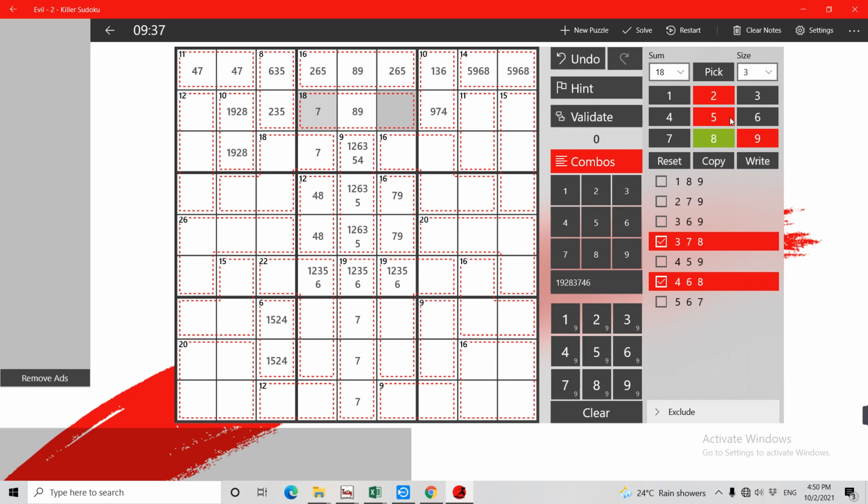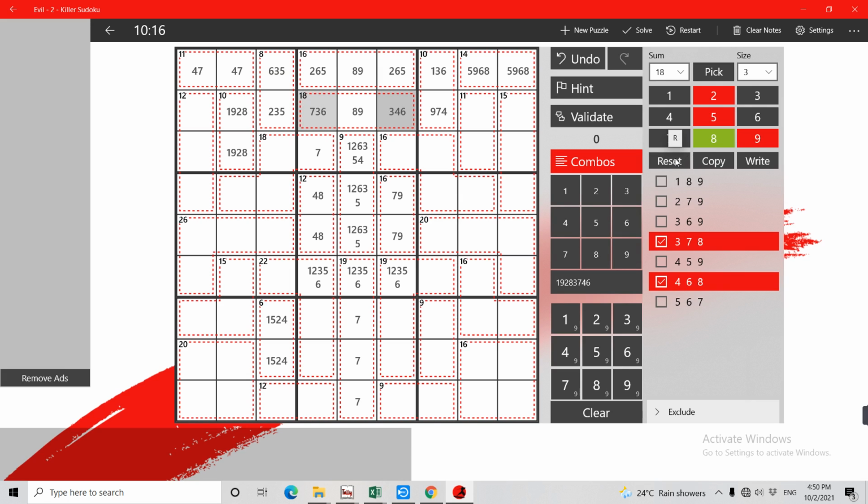So 9, 2, 5. Apart from that, is there anything else which we can narrow down? That's it. So I can use 3, 7. 7 I've already considered. This is the only possible location for 7. 4, I cannot use a 4 here. So, and 6.